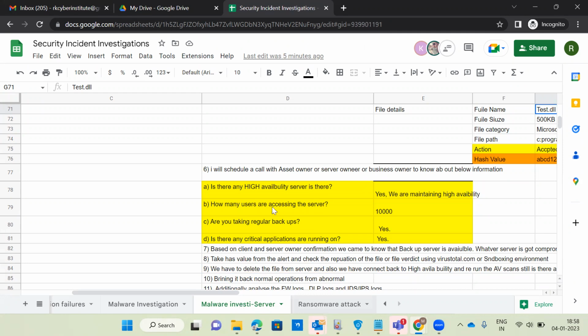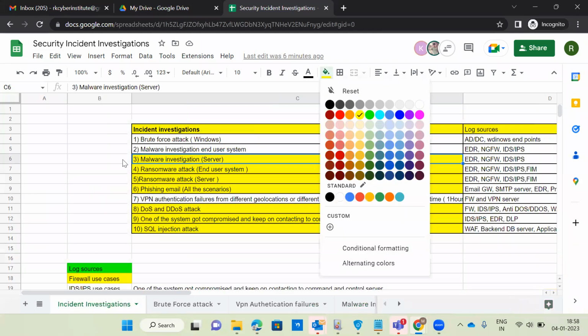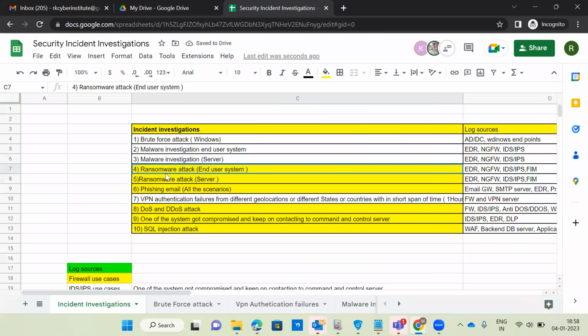Next one is a ransomware attack. One second. This is over: malware investigation on a server is over. Manual malware investigation is there, that I will explain later. So these two we are going to discuss now. These two are almost similar to malware. What is the difference? Anyone?